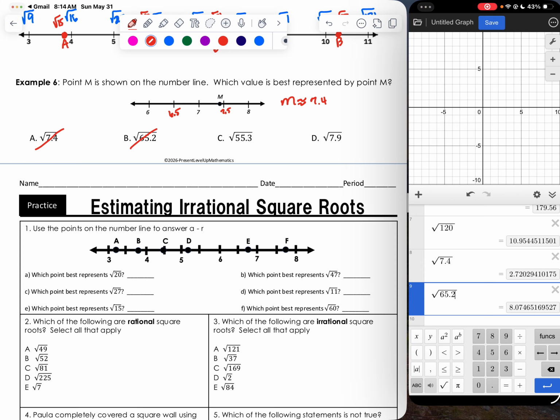All right, let's look at answer C. Square root 55.3. Oh, approximately 7.4. So that's the answer we're wanting. But again, I hope you can see why many students were thrown off guard by answer A. Maybe they were working the test problem too quickly. They didn't really think it through. And that concludes today's lesson, Estimating Irrational Square Roots.